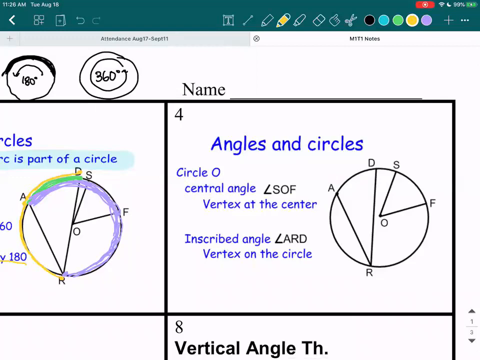Okay, number 4, angles and circles. Circle O, central angle, SOF. Let me just put that one in blue. The vertex is at the center. So notice where the vertex is. The corner, which is the vertex, is at the center of the circle. That's as opposed to the inscribed angle, ARD. Let me do this in green. The vertex is not at the center. The vertex is on the circle. So that's 2 different types of angles.